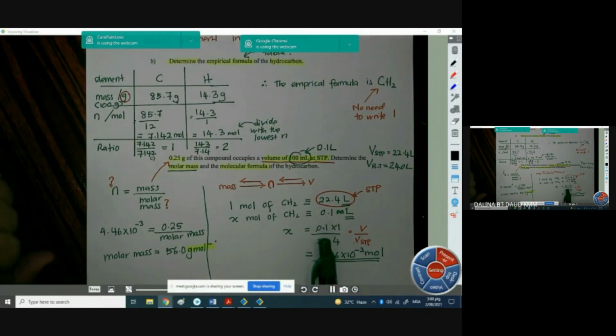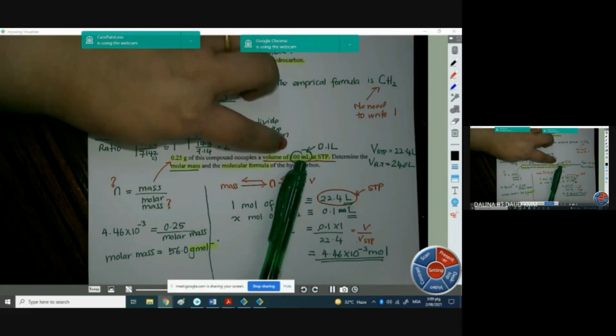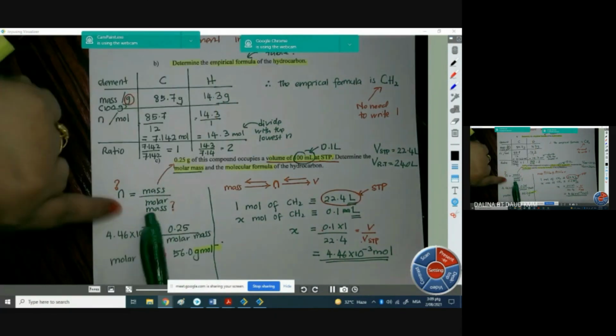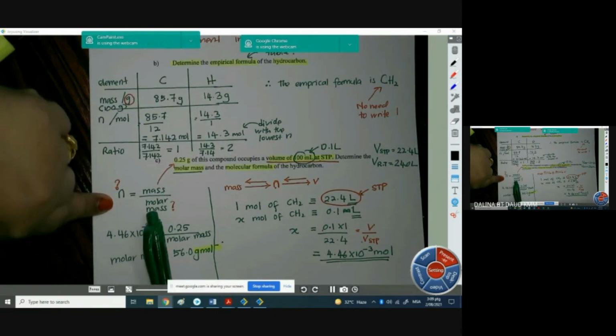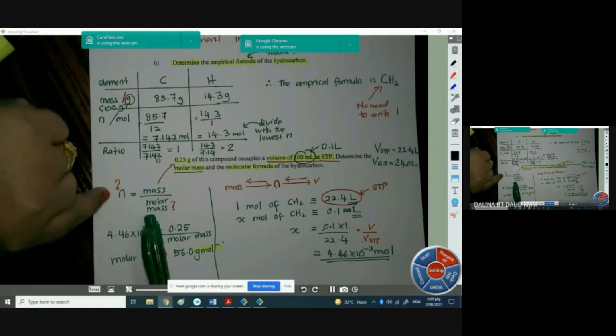Dia bagi mass, dia bagi volume, and then dia suruh kira molar mass. Molar mass kita tahu nak guna yang ini, rumus yang ada molar mass ialah yang ini. Okay, so sekarang ni kita ada dua unknown variable, variable yang kita tak tahu. So cara dia kita kena cari mol dululah.